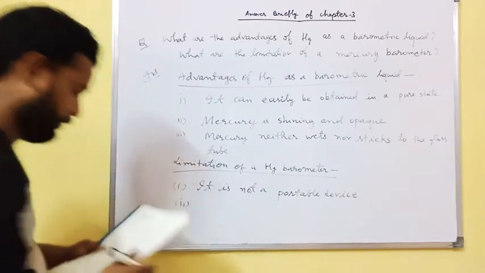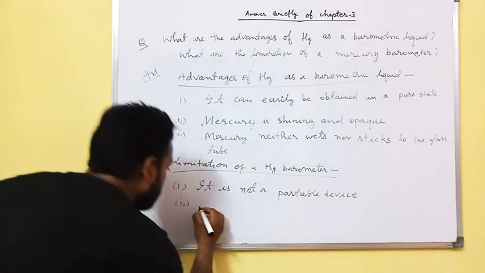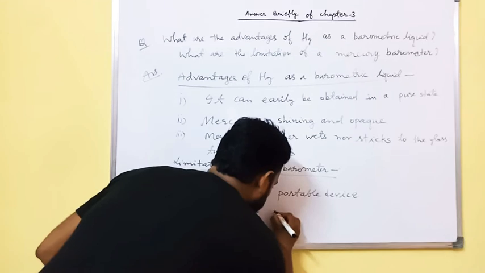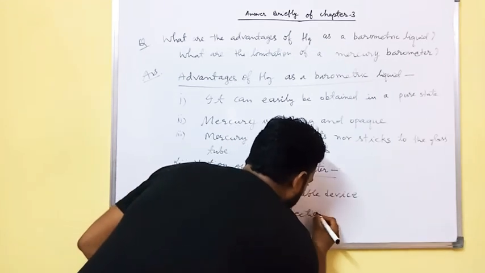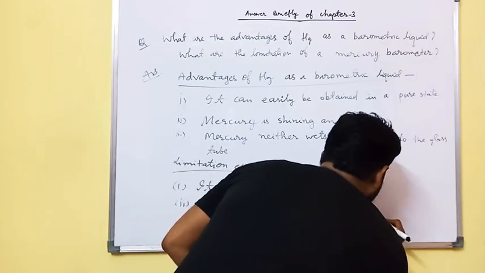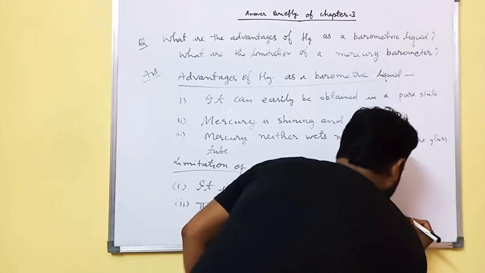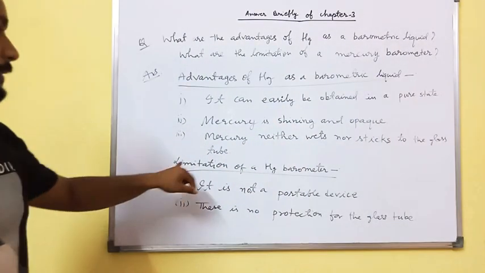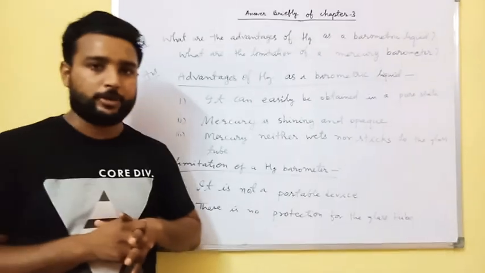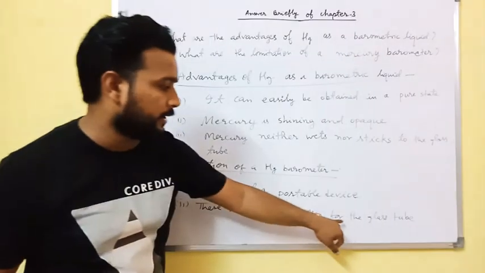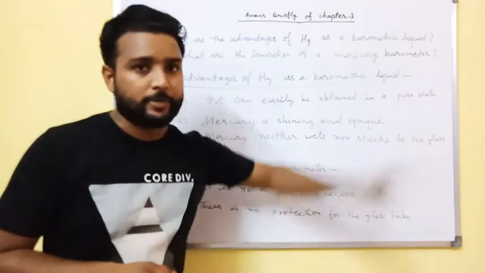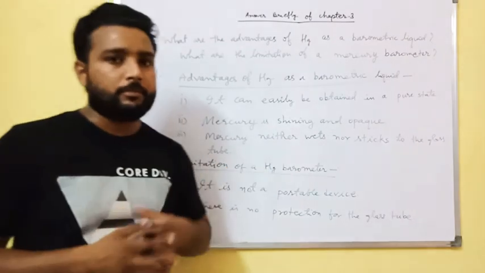Now next, there is no protection for the glass tube. Okay, so the limitations of a mercury barometer: first, it is not a portable device, and there is no protection for the glass tube. So these are some advantages of mercury as a barometric liquid and limitations of a mercury barometer.